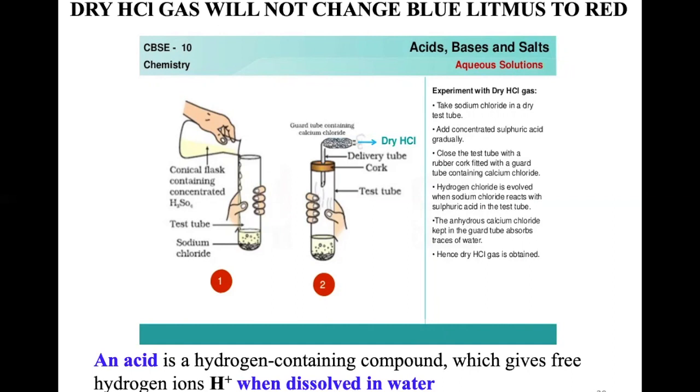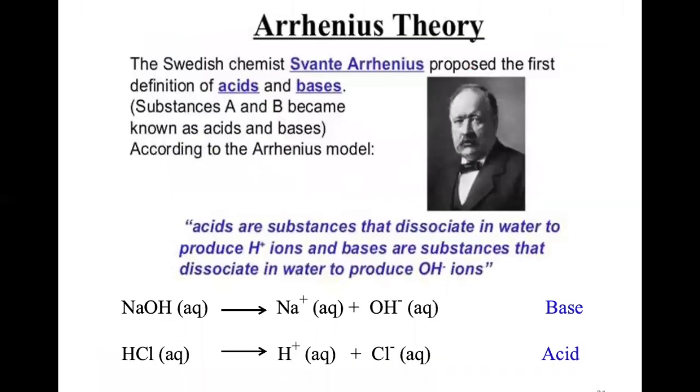Okay, so your second part. What if a blue litmus paper is exposed to dry hydrochloric acid? No, it will not change the litmus paper. But if a moist blue litmus paper is brought, it will change the color. Okay. So this was proposed by a scientist named Arrhenius. He said that acids are substances that dissociate in water to form H positive ion, and bases produce OH negative.